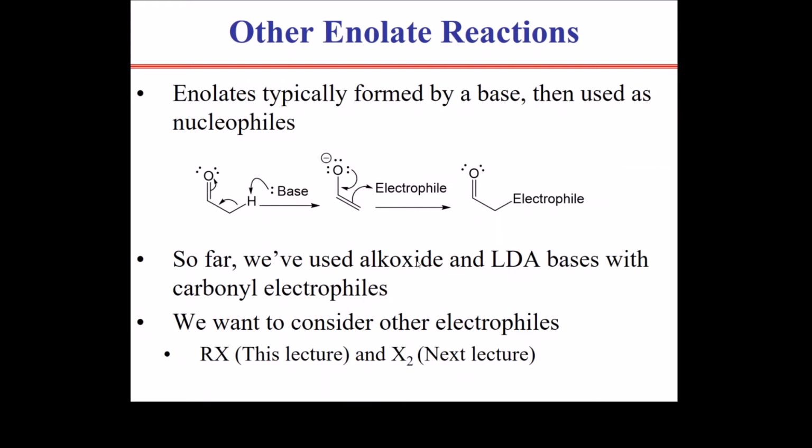And so far, the only bases that we've really used have been alkoxide bases or lithium diisopropylamide, and we've used carbonyls as electrophiles in the aldol condensation, the aldol addition, the Dieckmann cyclization, and the Claisen condensation reactions. What we want to look at next are alternate electrophiles. And so today we're going to talk about alkyl halides, and in the next lecture we're going to talk about using molecular halogens as your electrophile.